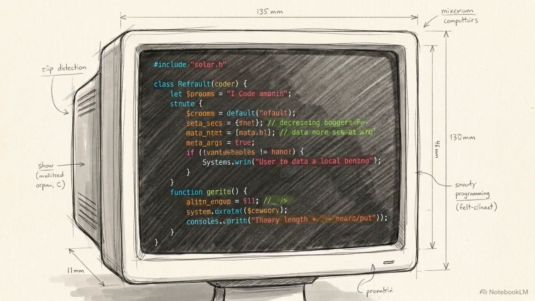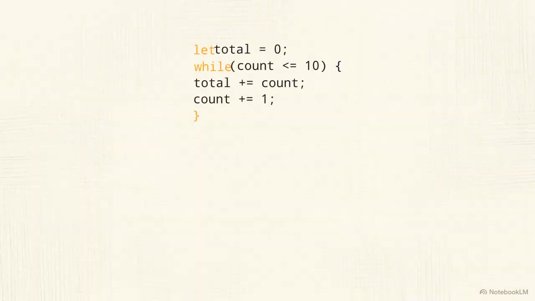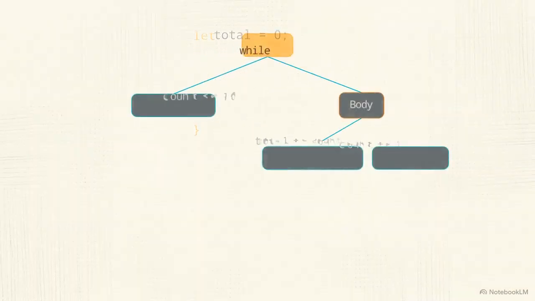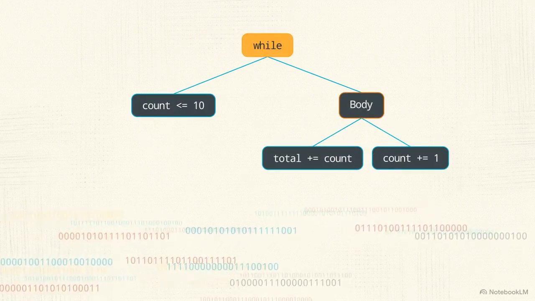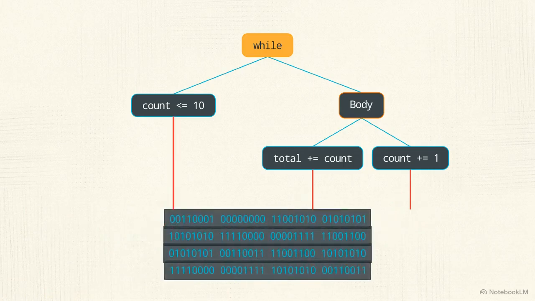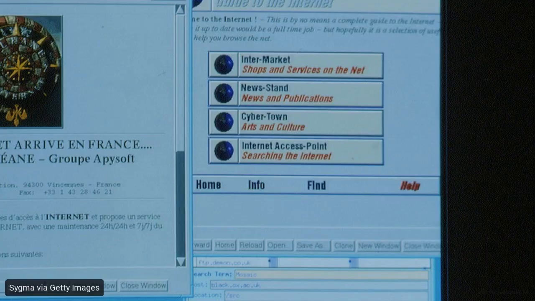Today, we don't punch holes in cards. We type human-readable text into a code editor. That text is a programming language. It is an artificial construct, a highly structured vocabulary designed to bridge the gap between human intent and that chaotic ocean of bits.